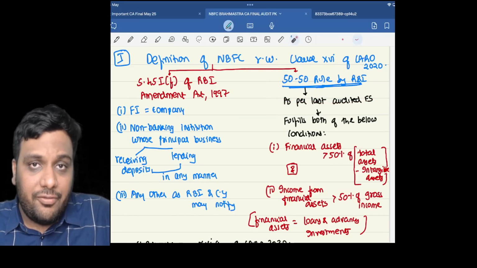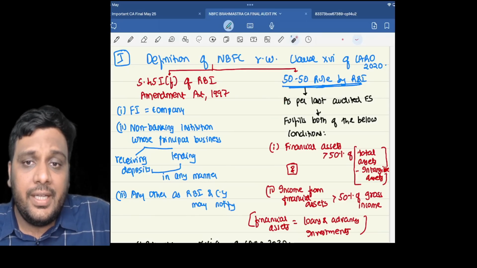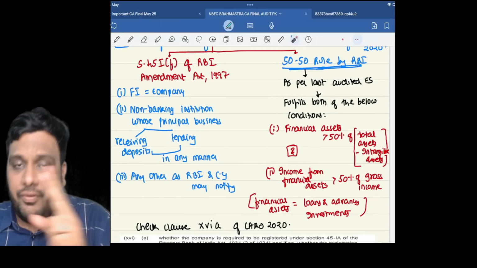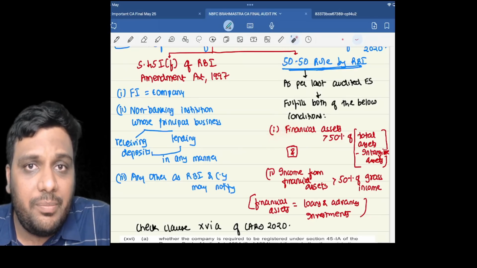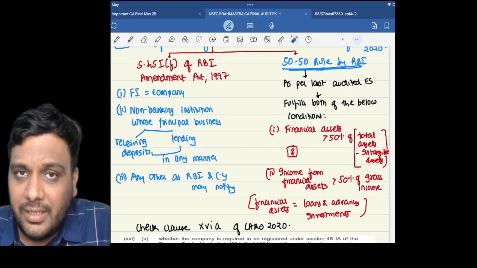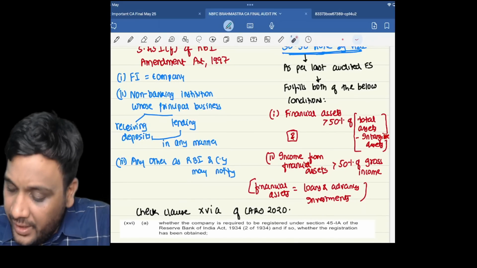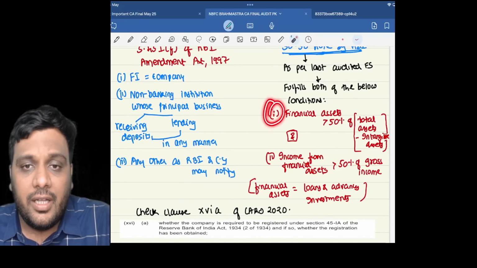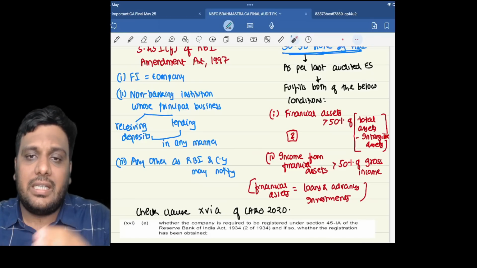Now listen to me very carefully. You will have to check the last audited financial statements of the company. You will have to see whether it fulfills two conditions. First, whether financial assets are more than 50% of the total assets minus intangible assets, and second, income from financial assets is more than 50% of the gross income. All right, if both of these conditions are fulfilled, then that particular company will classify as NBFC.